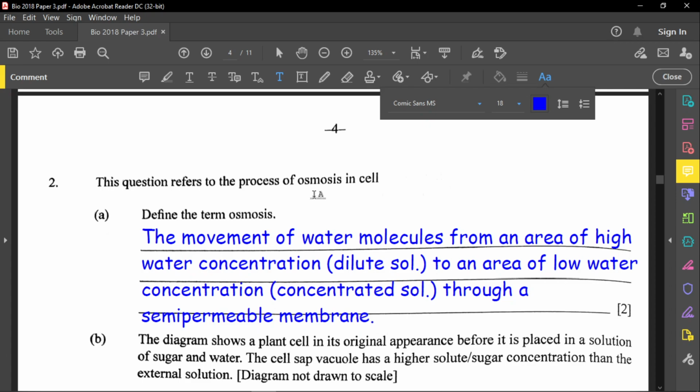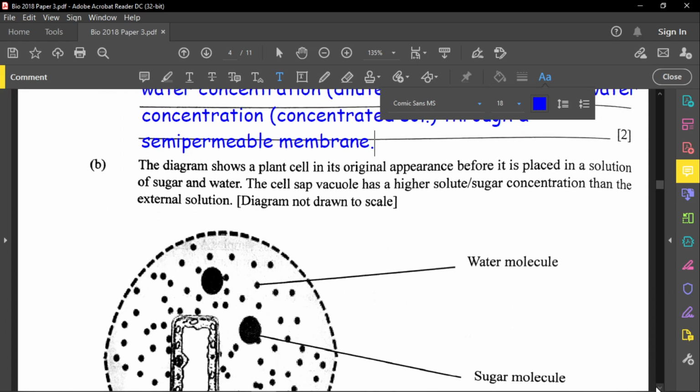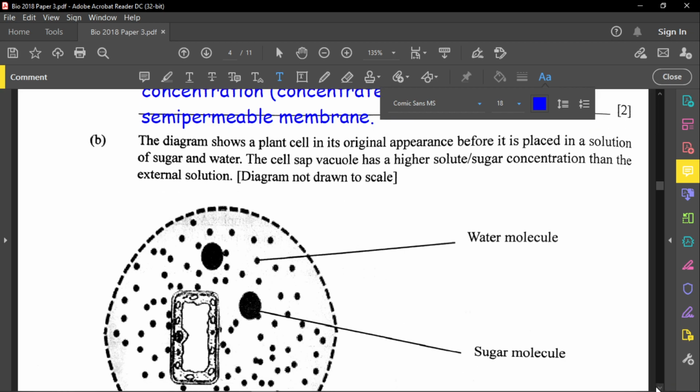All right, so it must include the movement of water molecules, okay? And it must go across a semi-permeable membrane. It moves from high concentration to low concentration, okay? All right, so let's look at this diagram now. The question reads, it said the diagram shows a plant cell in its original appearance before it is placed in a solution of sugar and water. It said the cell sap vacuole has a higher solute or sugar concentration than the external solution.